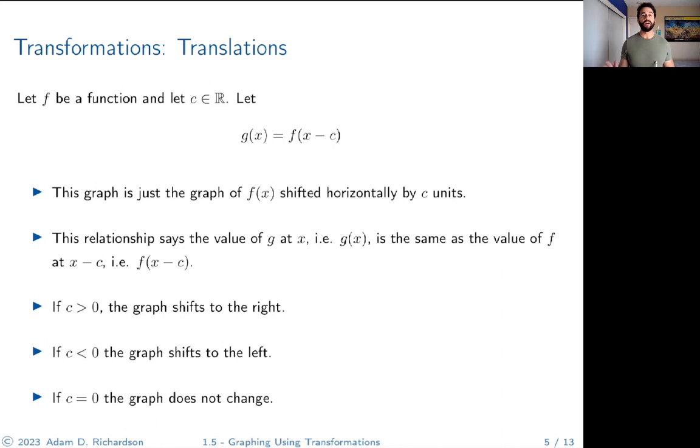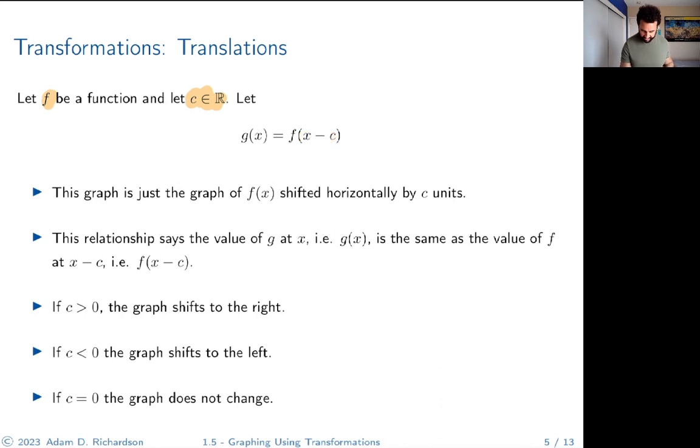Now let's look at horizontal shifts. Horizontal translations, same kind of a setup. We're going to start with a function f and a fixed constant c, a real number c. And we're going to look at the function that you get when you subtract c from the input, f of x minus c. What does this do? This gives you a horizontal shift of the graph by c units, depending on the sign of c.